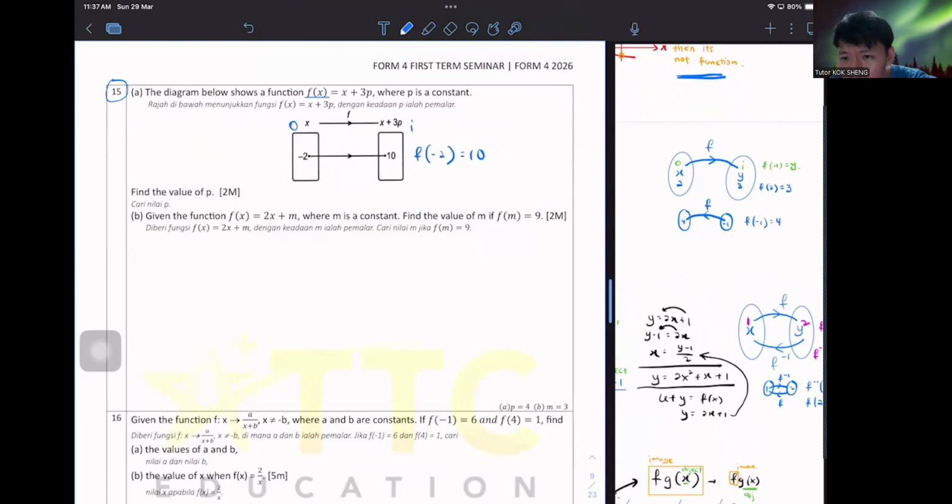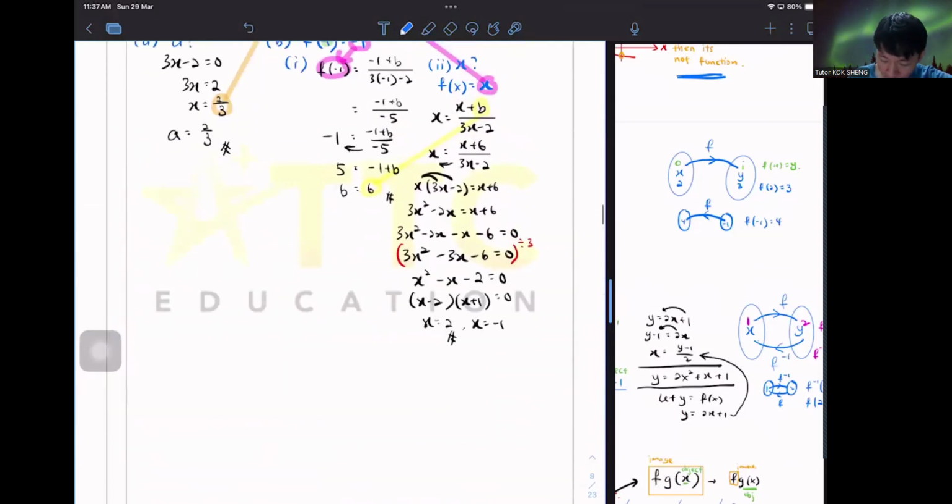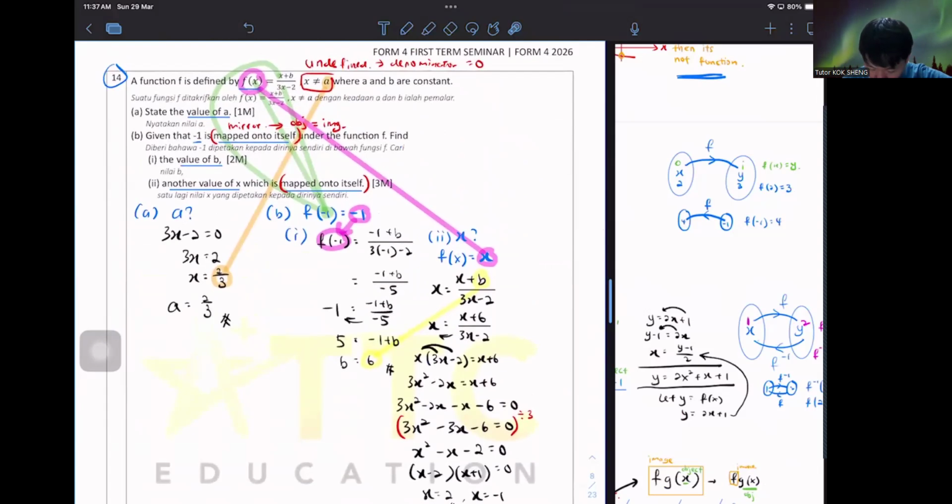Why do you have to take 2, not negative 1? The question says already, right? Let me show you again. Maybe just a grammar issue, okay?